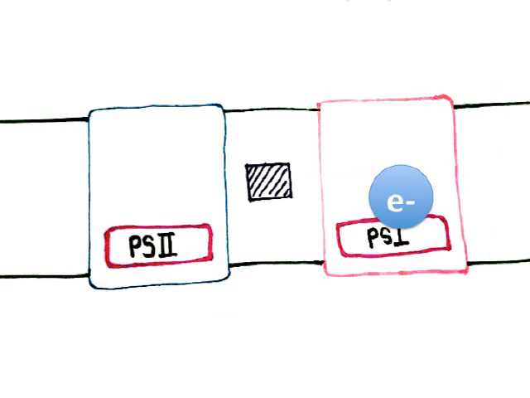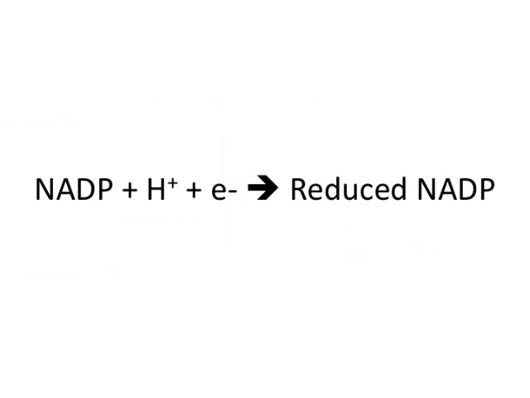Photosystem 1 also absorbs light energy, so the electrons that came from photosystem 2 gain even more energy. These electrons then transfer to NADP with an H+ ion to form reduced NADP.